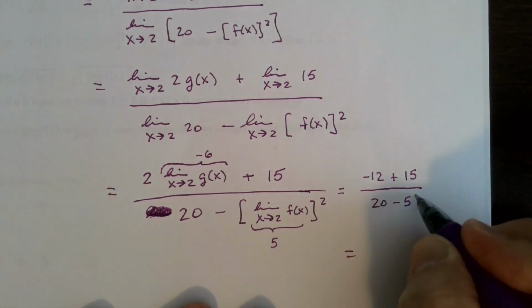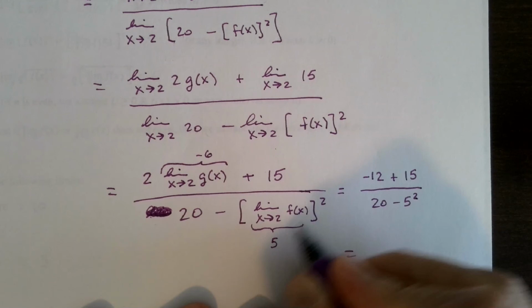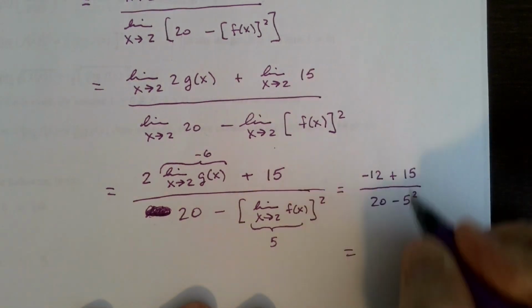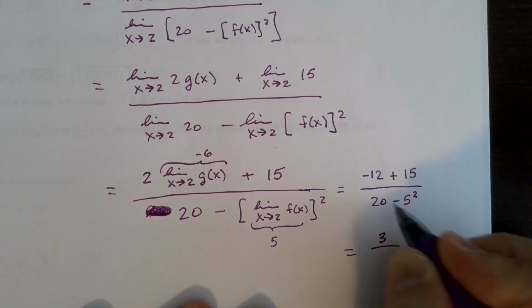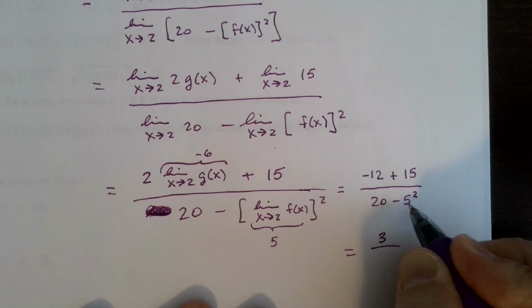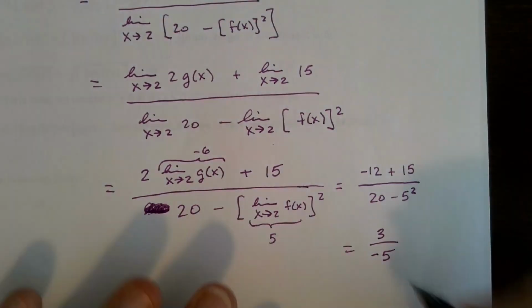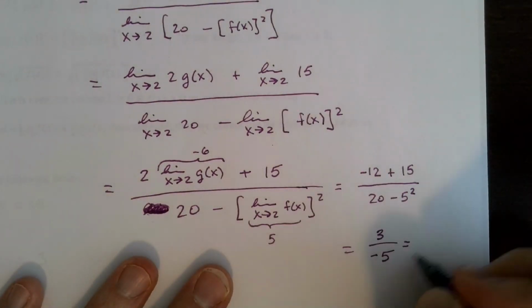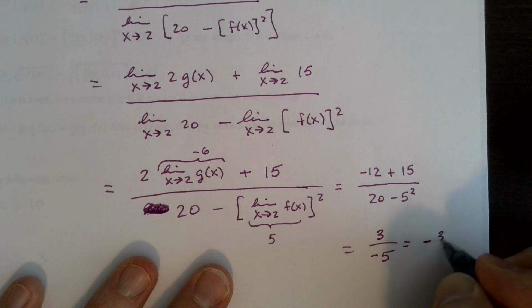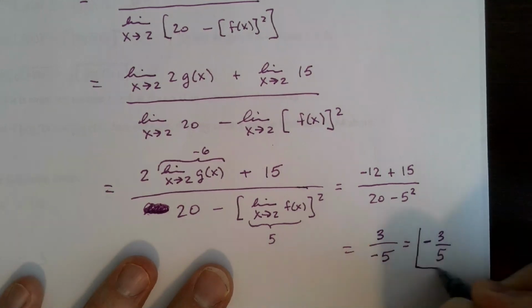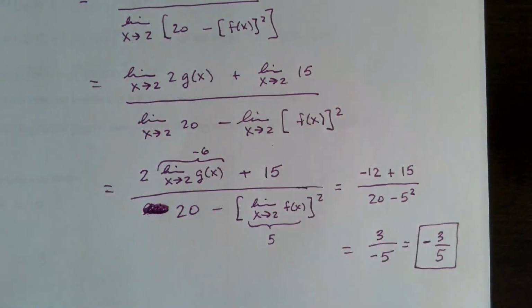Whoops, I said 5, sorry, 5 squared. Negative 12 plus 15 is 3. 20 minus 5 squared, what's that? 5 squared is 25. 20 minus 25, negative 5. So negative divided into a positive is a negative number. So with all that, our limit is negative 3/5.